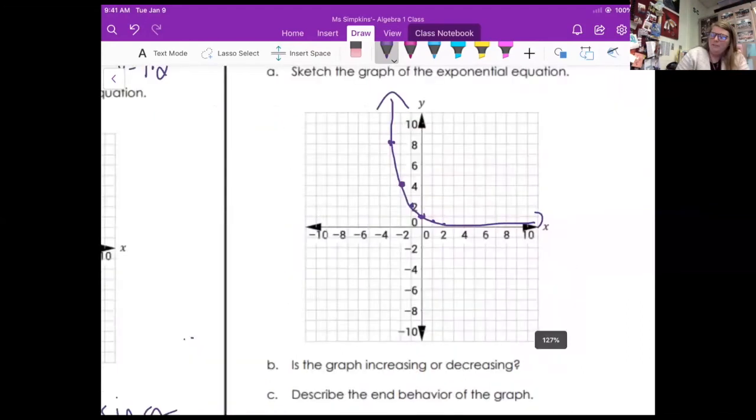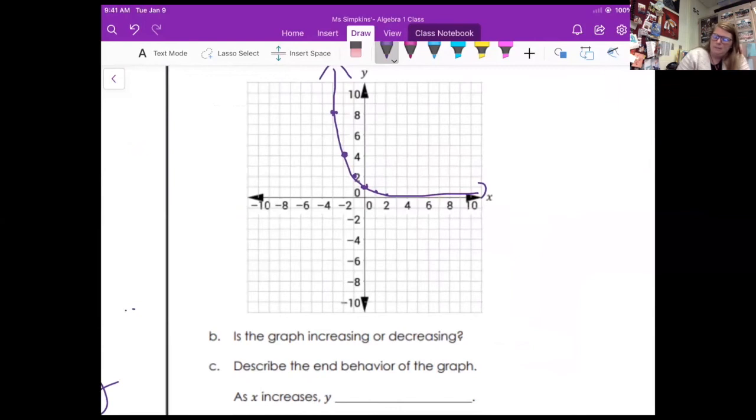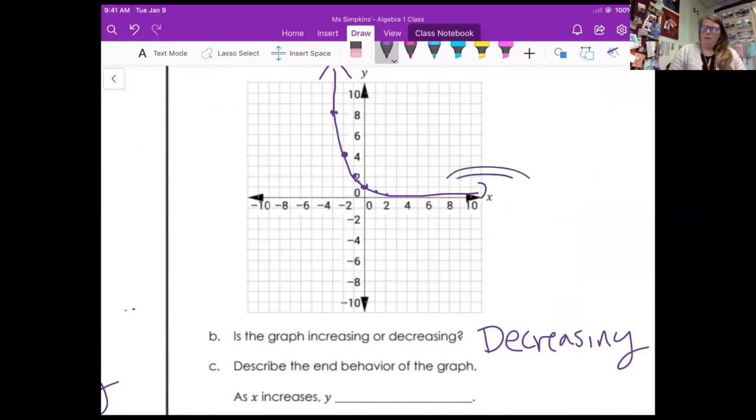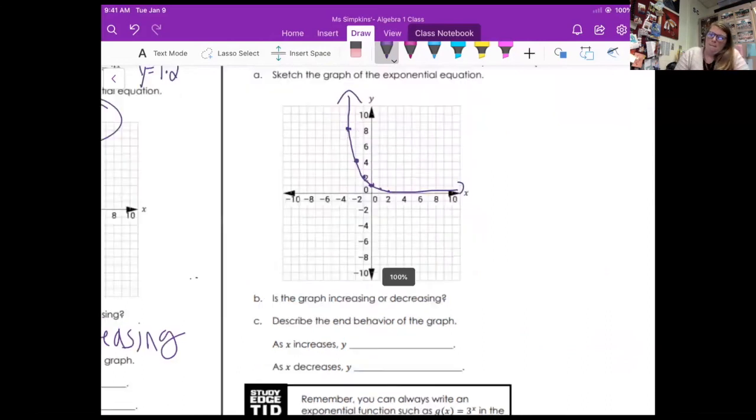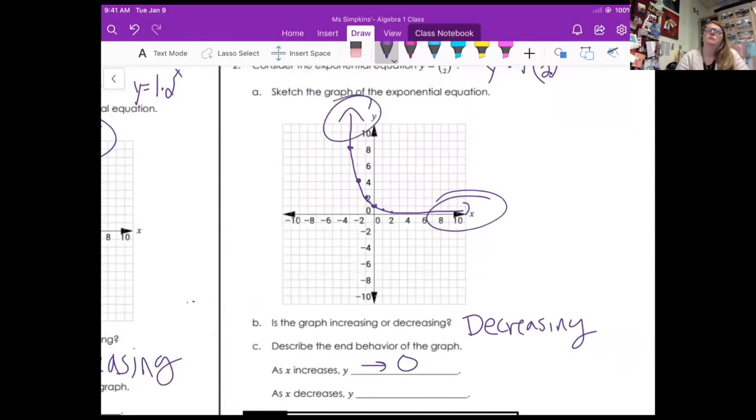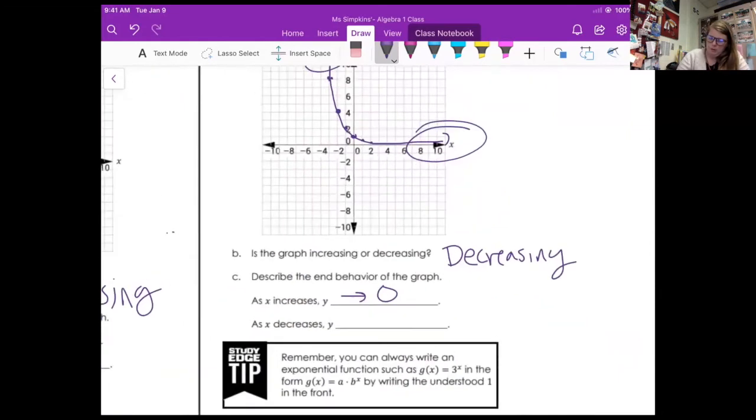So if I'm looking left to right, am I increasing or decreasing? Decreasing. Remember, I'm taking half, so I'm going to be decreasing. And then we want to talk about the 2 ends. So on the right-hand end of the graph, where am I going to? 0. I'm getting very, very close to 0. On the left-hand side of the graph, I'm going to infinity.